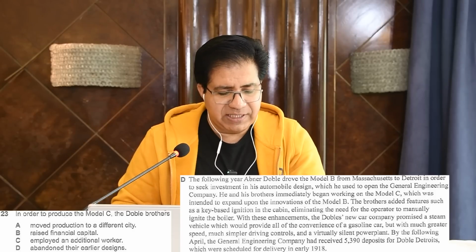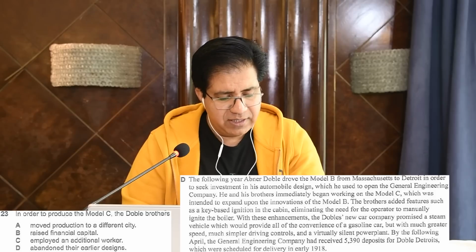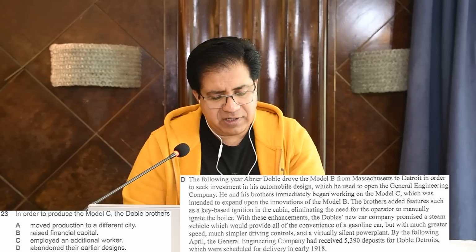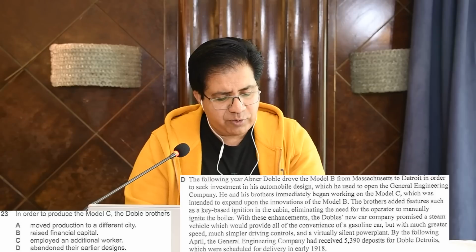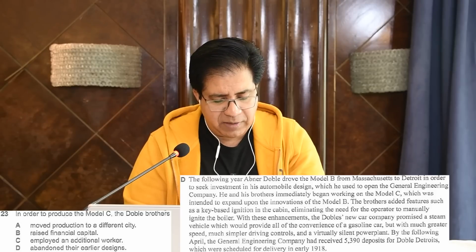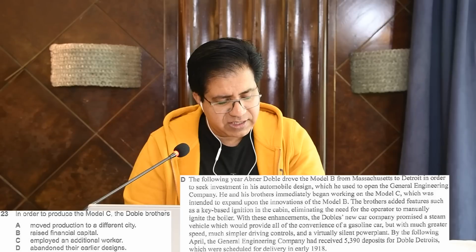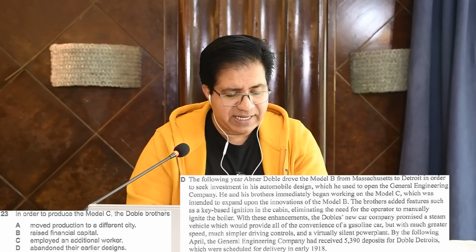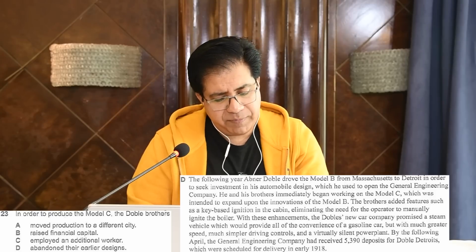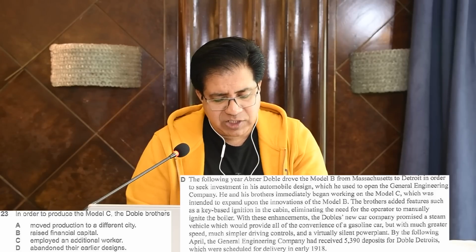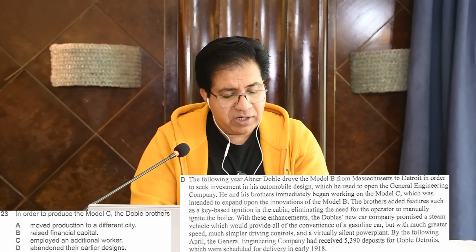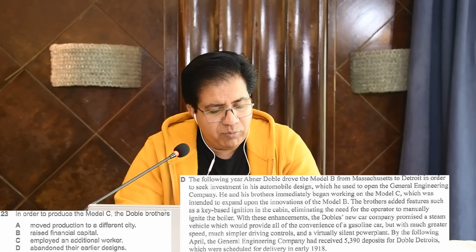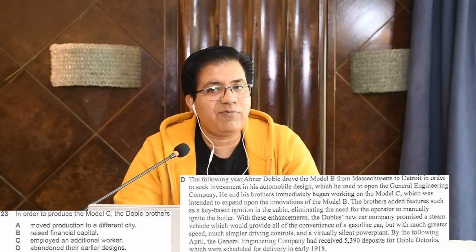Raised financial capital. Paragraph D for doctor. I'm reading it from third line. He and his brothers immediately began working on Model C, which was intended to expand upon the innovations of the Model B. The brothers added features such as, the answer is the second line. The following year, Abner Doble drove the Model B from Massachusetts to Detroit in order to seek investment. In order to seek investment in his automobile design, and that design was Model C.